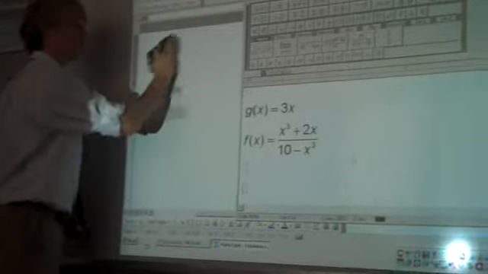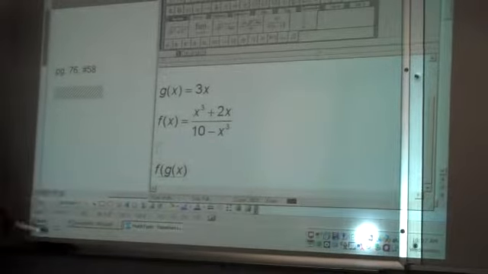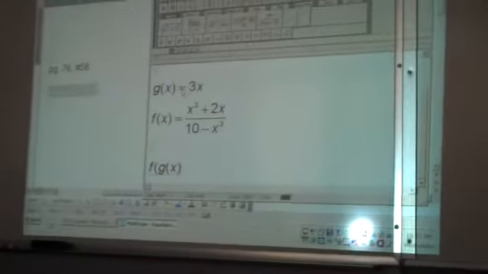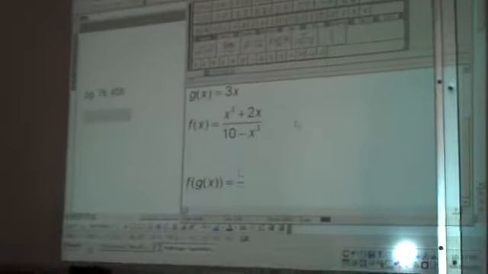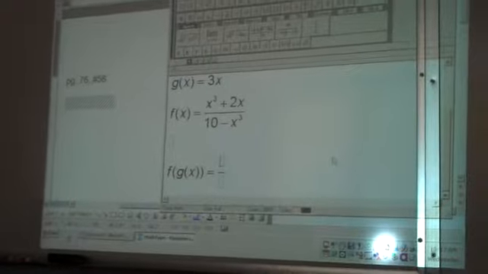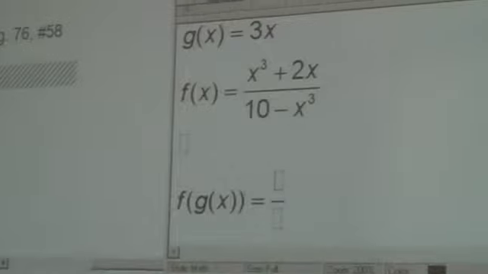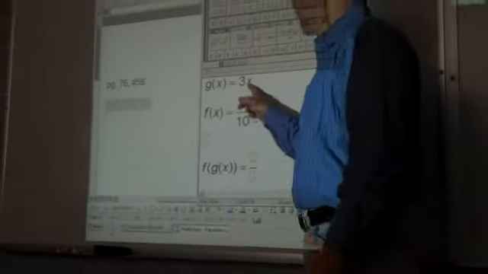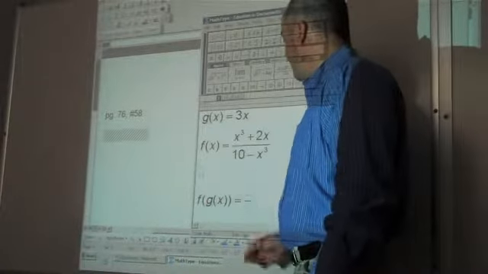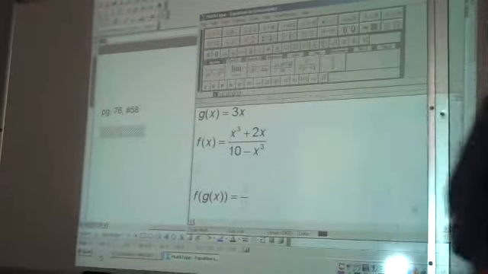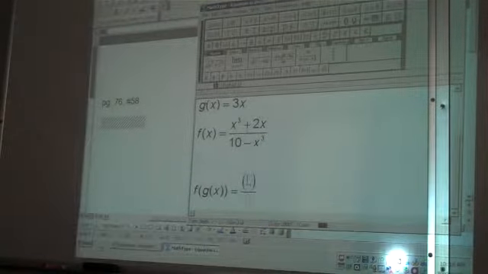Let me write that step out. If I say f of g of x, that means I take every x. g of x is 3x. f of g of x means take whatever g of x is equal to, put it in for every x in f of x. So you would do 3x cubed.